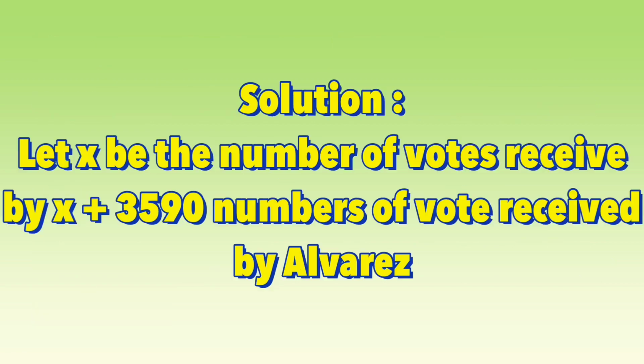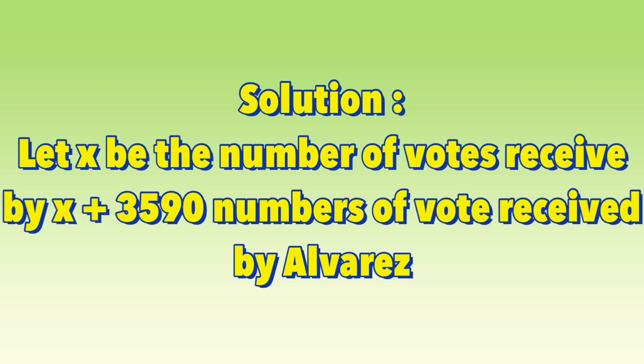So our solution, we're going to use a representation. Let x be the number of votes received by Lee, and for the number of votes received by Alvarez, the representation is x plus 3,500, because Romel Alvarez received 3,500 more.